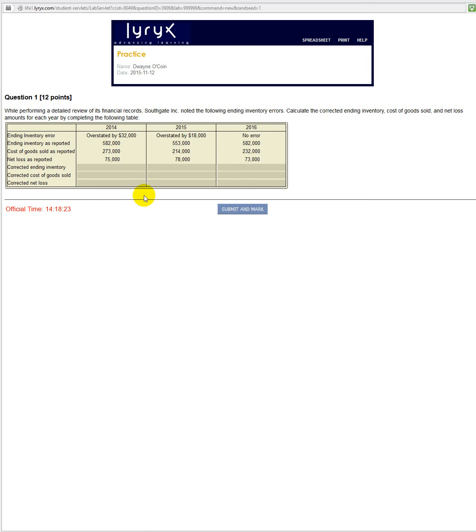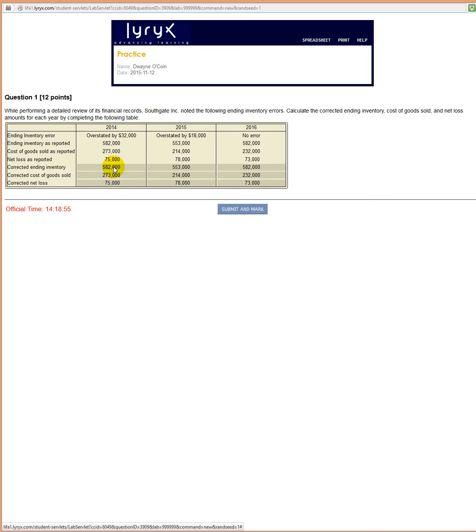So first stop, we're going to do the balance sheet. So we can drag the amount of the inventory down, let's drag them all down. We have cost of goods sold there, we have net loss there. So let's just put the starting numbers in, and then we'll correct them by adjusting them for the various errors.